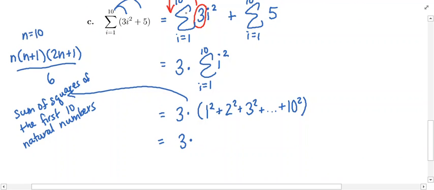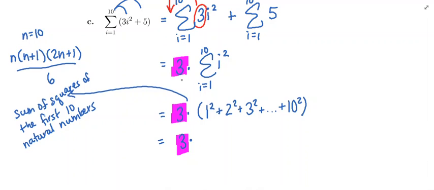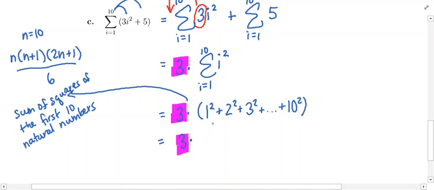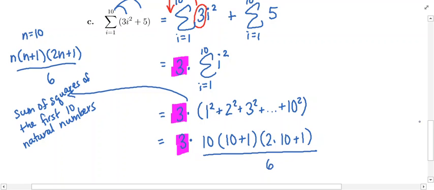Okay, so again, this 3 is just coming down. Now apply the summation rule here. Plug into n times n plus 1 times 2n plus 1 over 6. So we're going to get 10 times 10 plus 1 times 2 times 10 plus 1, and then everything is going to be divided by 6.